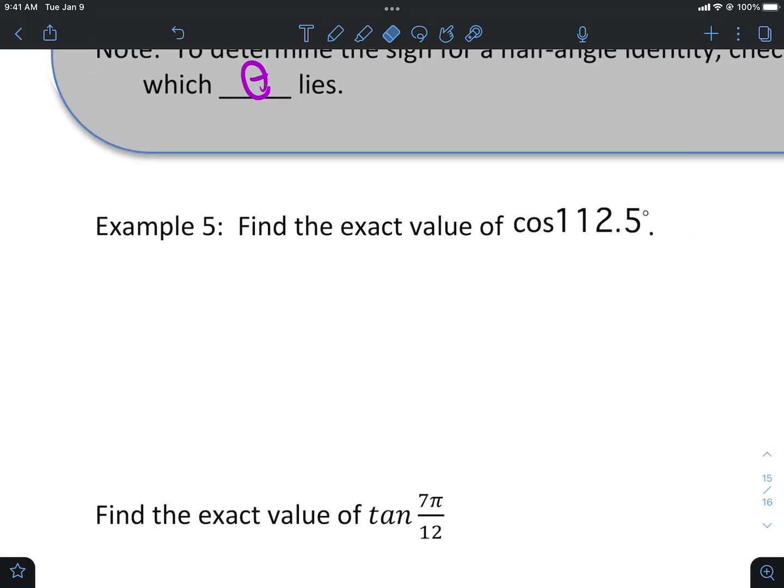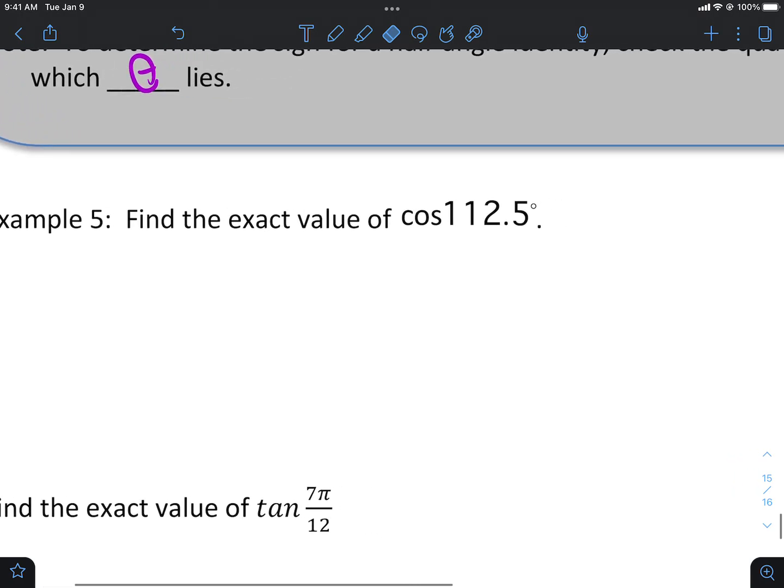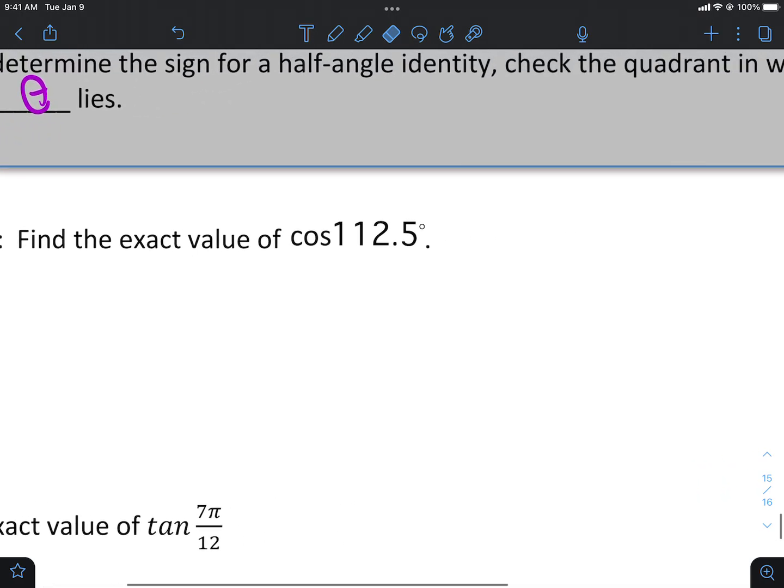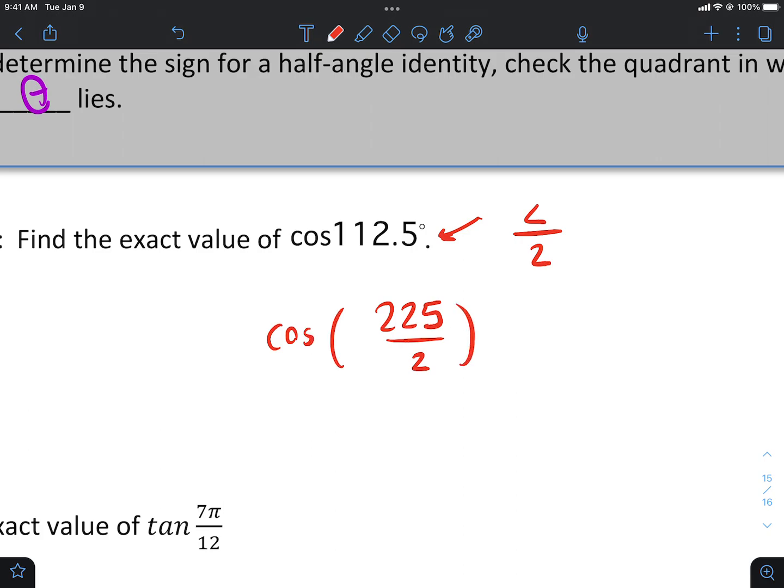So here is what we are going to do. First of all, we need to rewrite 112.5 as some type of angle divided by 2. To find that angle, you double the 112.5. 112.5 times 2 is 225, and then you put that over 2. So mathematically these are equivalent.